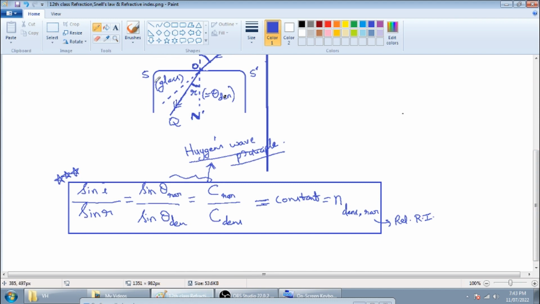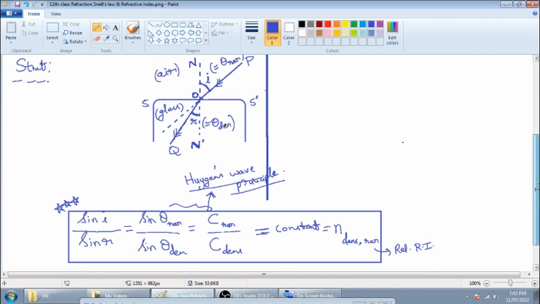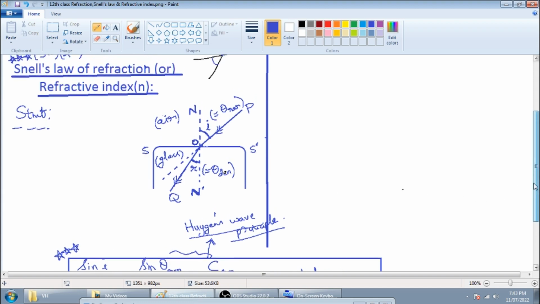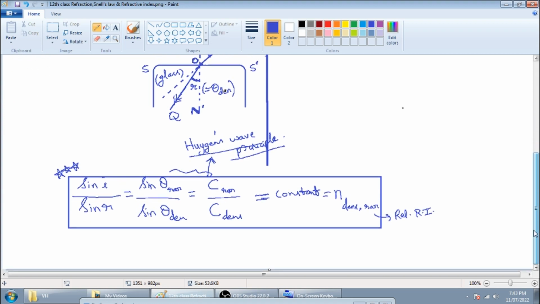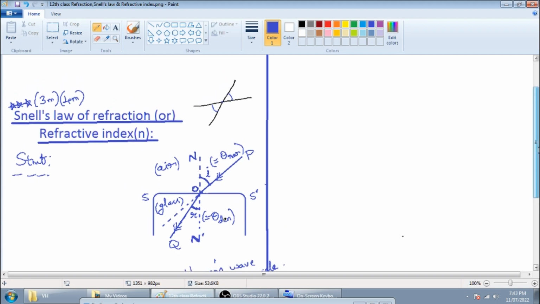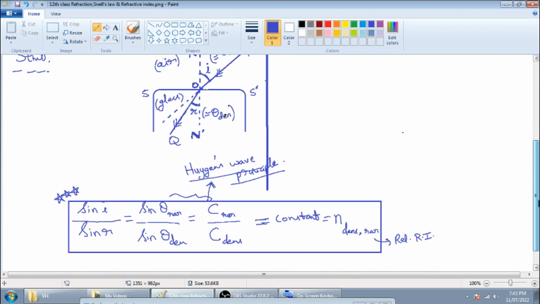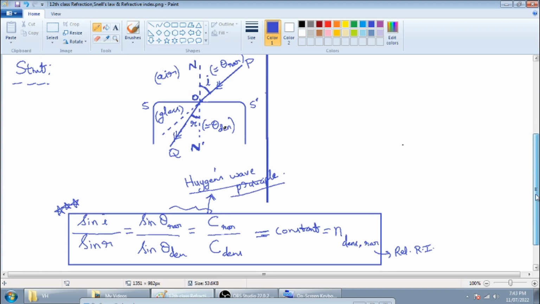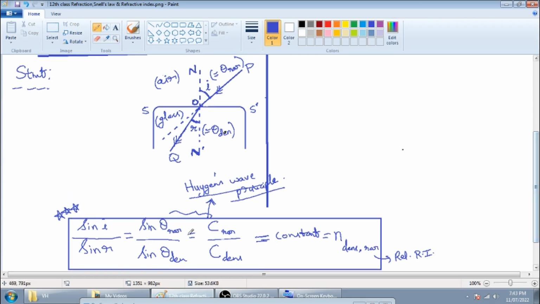Relative means the rarer medium can be any rarer medium, but if the rarer medium is air or vacuum, then the refractive index is called the absolute refractive index. We have already seen the example that the refractive index of glass is 1.5. That's only with respect to air or vacuum, so it's nothing but an example of absolute refractive index. Now it's very simple: applying the definition, we can find a very simple equation and very simple properties of absolute refractive index.